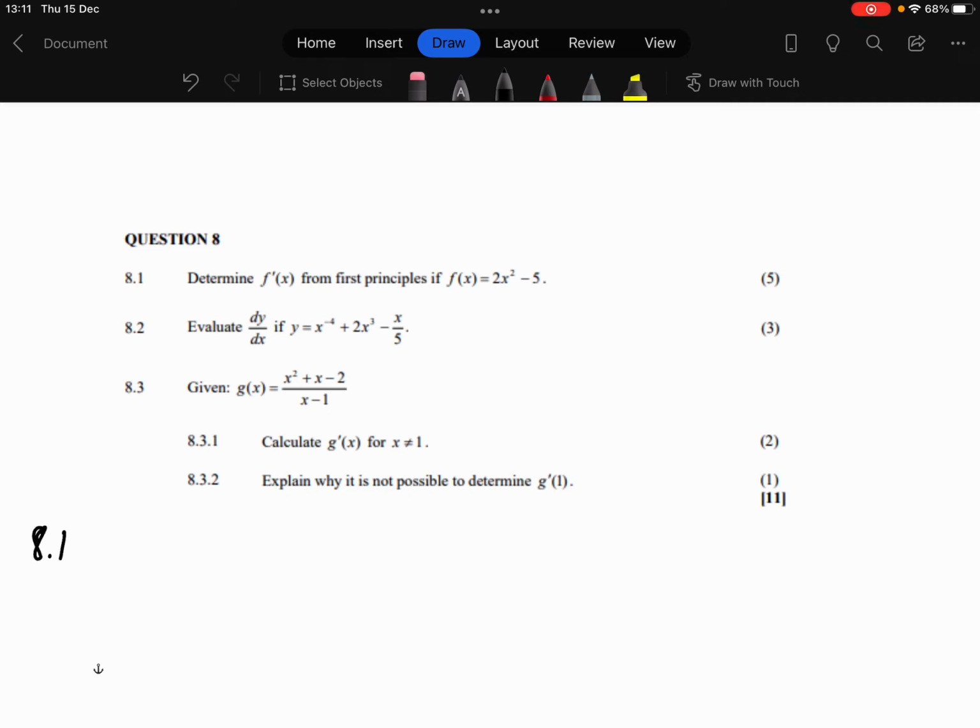8.1 says determine the first derivative from first principles if f of x is equal to 2x squared minus 5x. Okay, so since it's from first principles, we're going to write down the first principle formula.